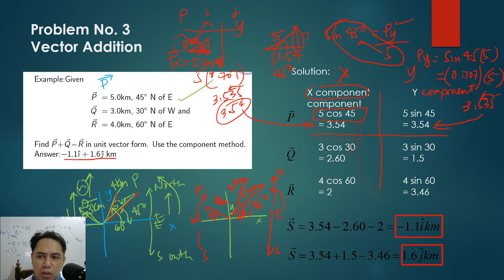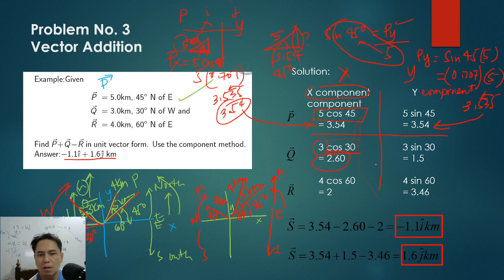Okay? Same thing with Q and same thing with R. What do we have to do with the Q? Q is 3 kilometers, 30 degrees north of west. So this is the west, the opposite of east, and north is going there. Your magnitude is here, 3 kilometers, and the angle is 30 degrees. So cosine of 30 degrees multiplied by the hypotenuse, 3, is 2.6.